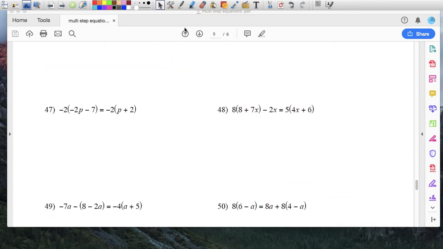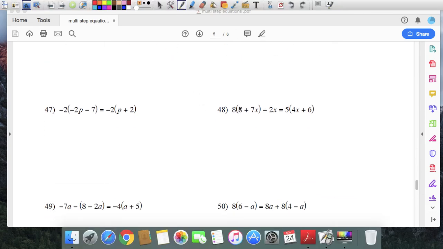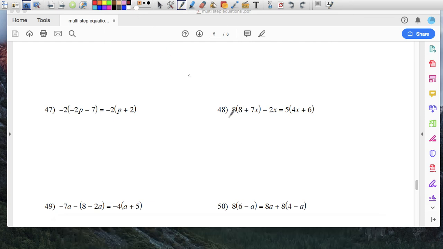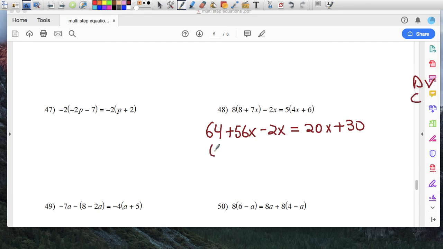48. Okay, thank God 48 is not that big. So these are all positives, makes life much easier. So it's going to be 64 plus 56x, and then minus 2x. On the other side, everything's positive again, so it's just going to be 5 times 4 is 20x, and 5 times 6 is 30, much easier. Distributive property check, combining like terms, getting to it, so I get 64, I can't combine, but I can combine these two. That gives me positive 54x. Equals 20x plus 30. I can't combine those two. There are variables on both sides, so that's check.